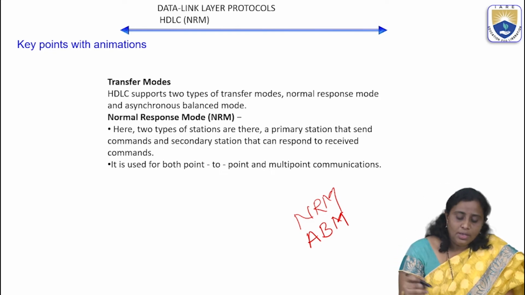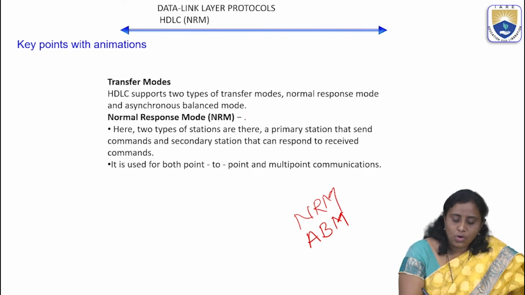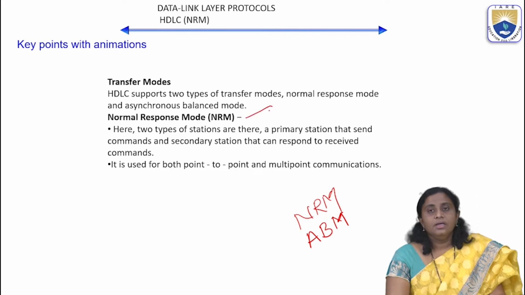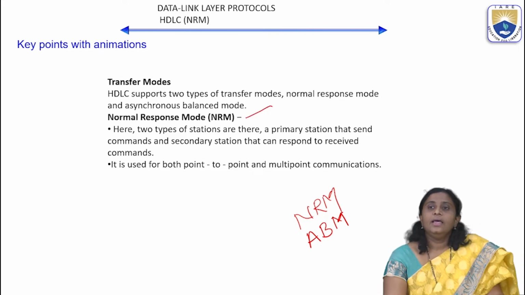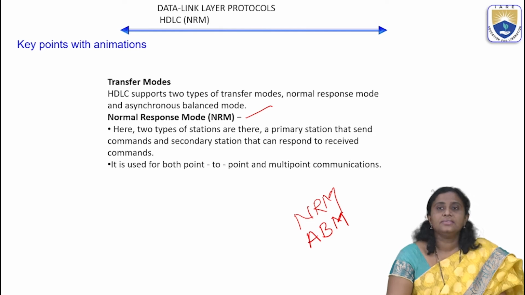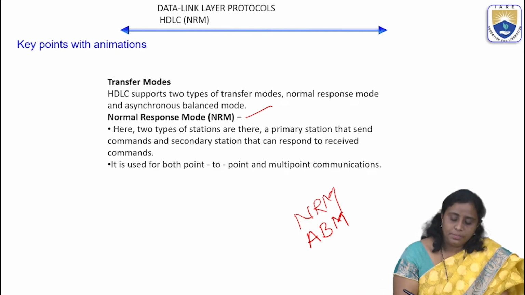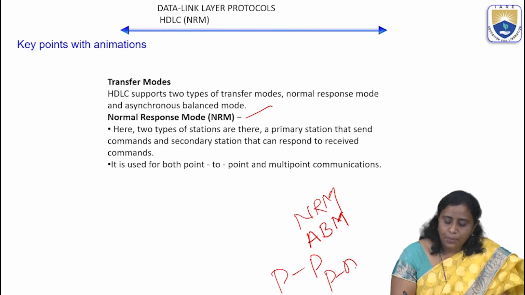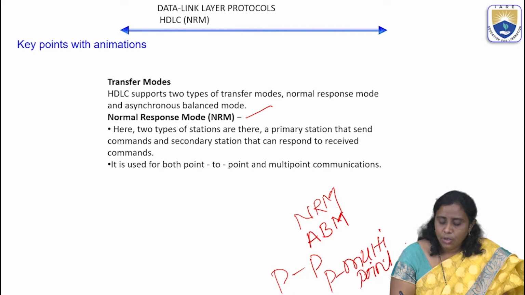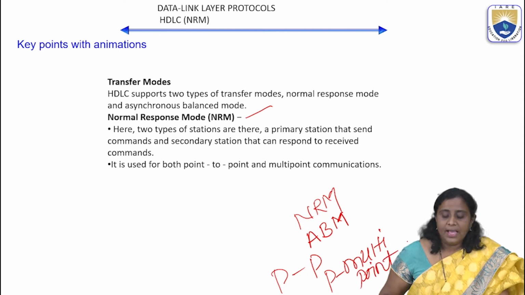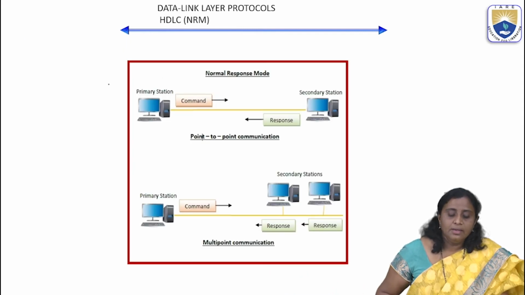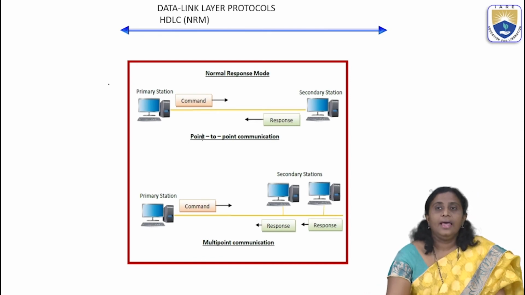The first part, normal response mode or NRM. Here there are two types of stations: a primary station that sends commands and a secondary station which responds according to the received commands. It is used for both point-to-point as well as point-to-multi-point protocols.